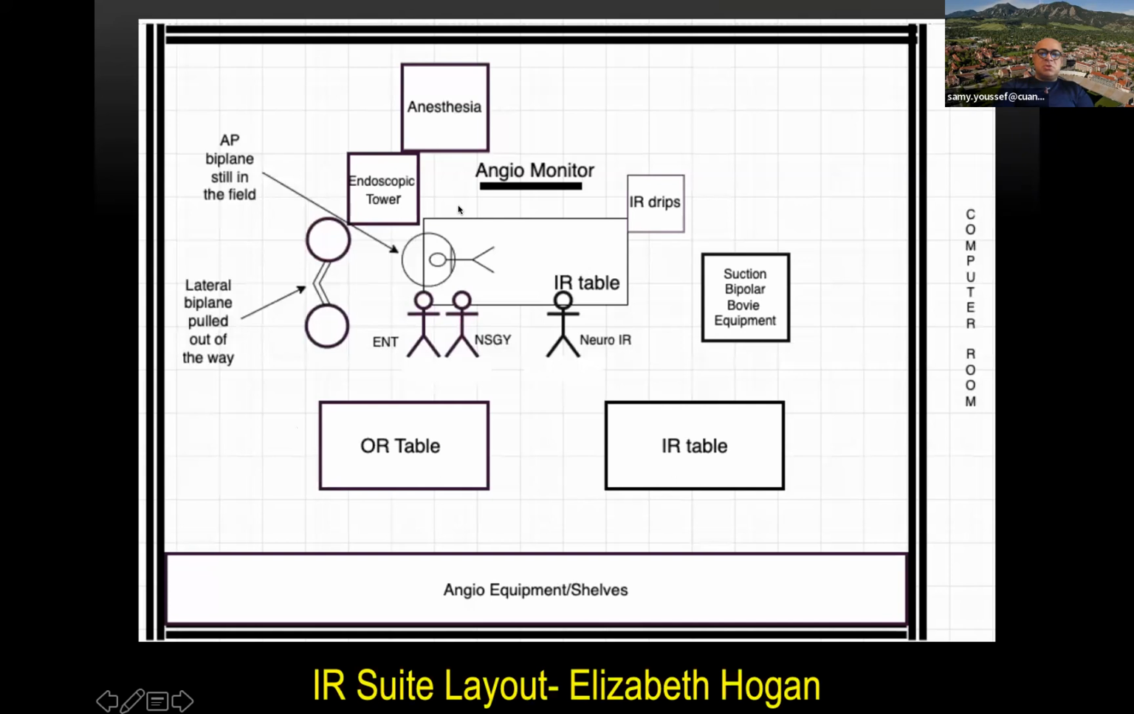So here is just to show how we did that. This is the biplanar angio suite, this is one plane, this is the other, and the endoscopic tower and the angio monitor here. We're standing on one side, and we had the IR table, the OR table, and all the equipment in the angio suite. That's a little difficult because they don't like to do it in the hybrid room since it's not biplanar, so we had to improvise.